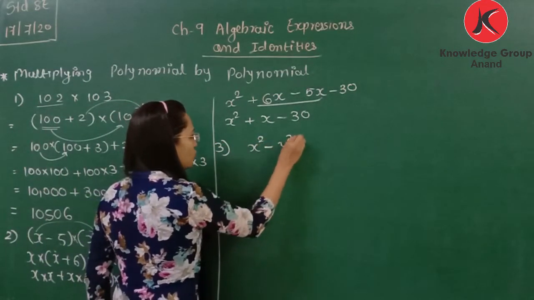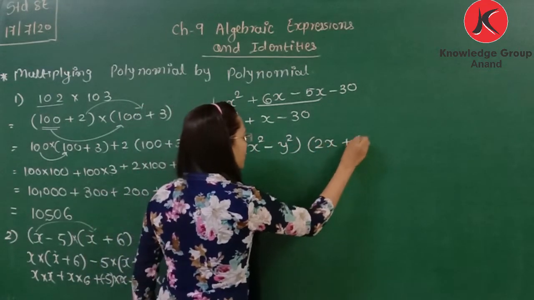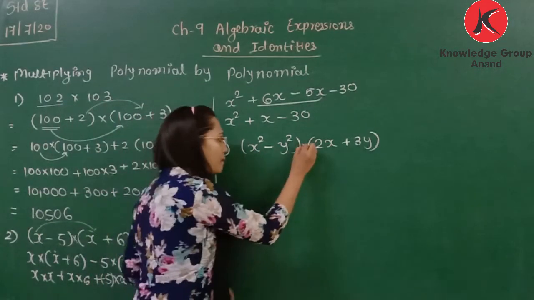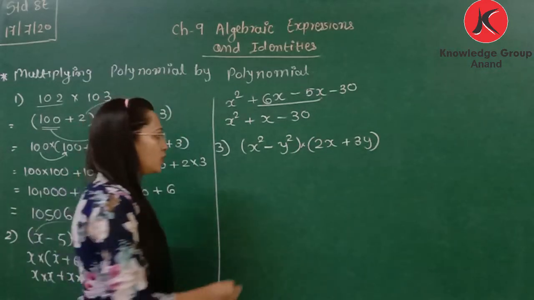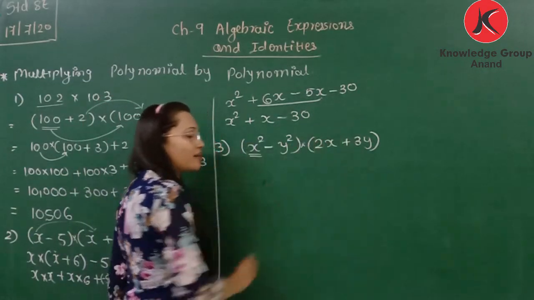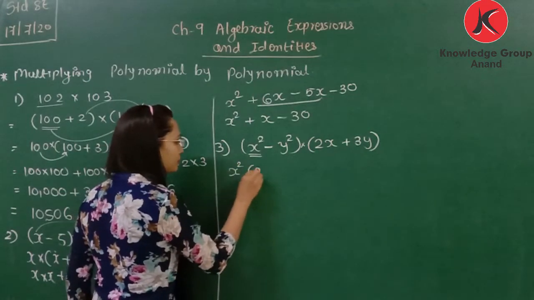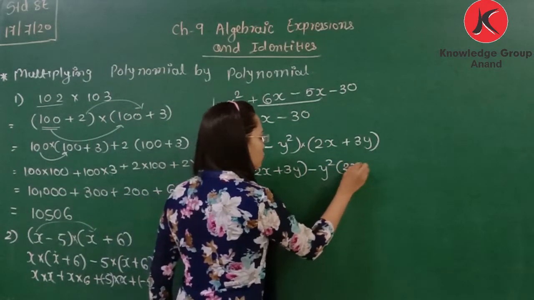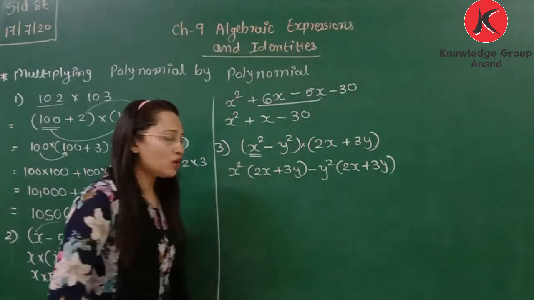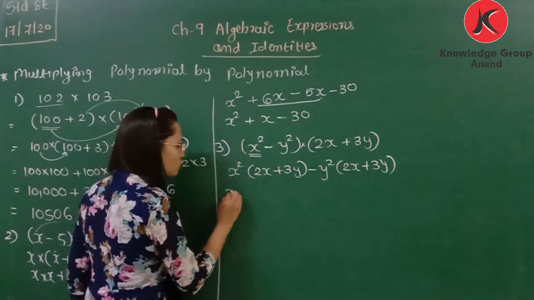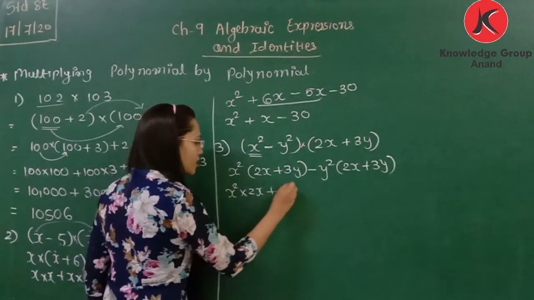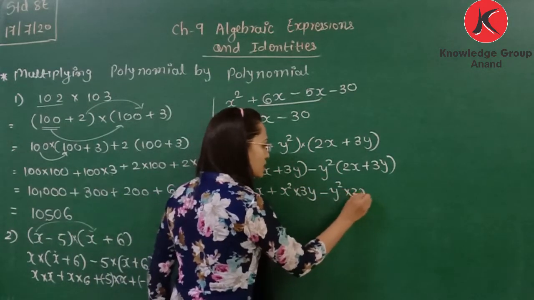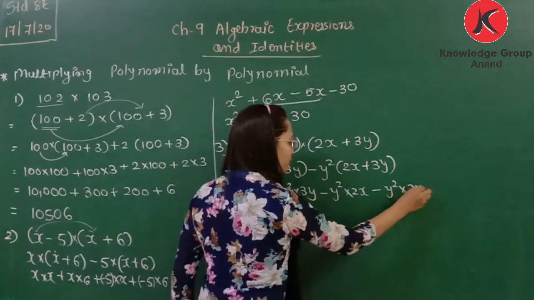x square minus y square multiplied by 2x plus 3y. Now here again the first bracket, x square minus y square, is in a multiplication with 2x plus 3y. So what we need to do? First, x square is multiplied with both terms inside the bracket. So x square into 2x plus 3y, minus y square is multiplied with 2x plus 3y. Now open each bracket. So x square is multiplied with 2x, plus x square is multiplied with 3y. Now minus y square is multiplied with 2x and minus y square is multiplied with 3y.